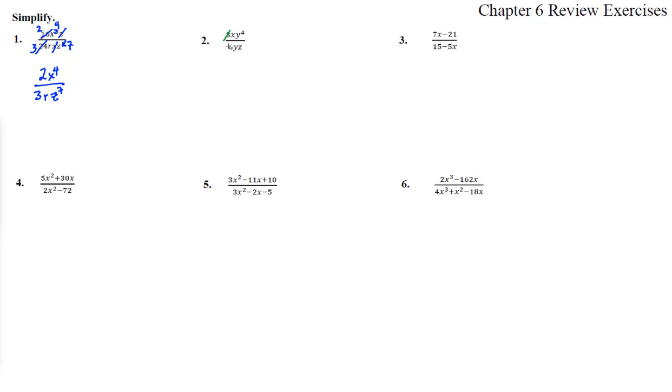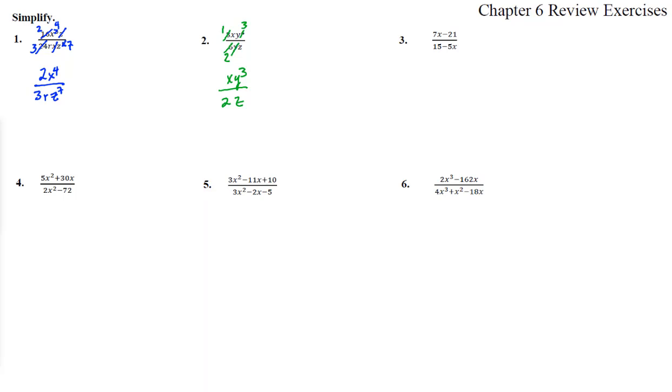the 3 and the 6, we'll leave a 1 and a 2. The y to the fourth, there's a y on the bottom that'll cancel and leave y cubed on the top. So we get x y cubed over 2z. Nothing else is common, so we can't cancel any more than that.